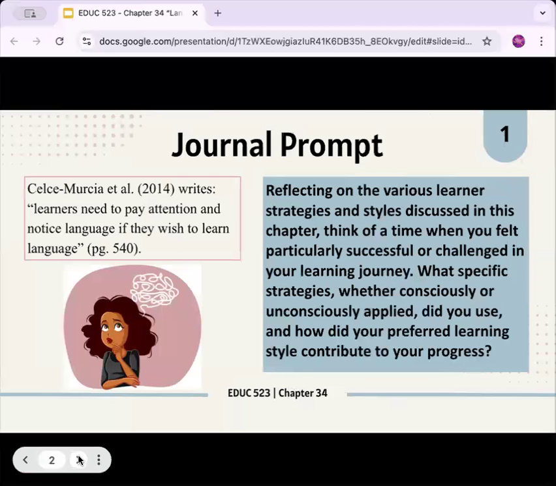Here we start with our journal prompt. Celce-Murcia et al. 2014 write, learners need to pay attention and notice language if they wish to learn a language. With this being said, I want to go ahead and reflect on various learner strategies and styles discussed in this chapter. Think of a time when you felt particularly successful or challenged in your learning journey. What specific strategies, whether consciously or unconsciously applied, did you use, or how did your preferred learning style contribute to your progress? So take a moment to think about that. That's a journal prompt. And we're going to go ahead and move into the presentation.